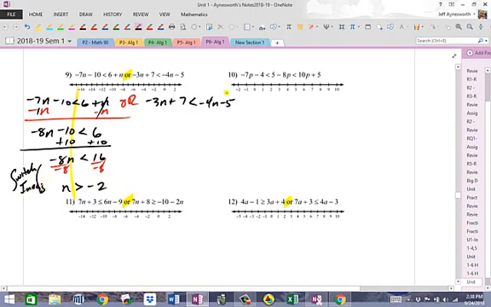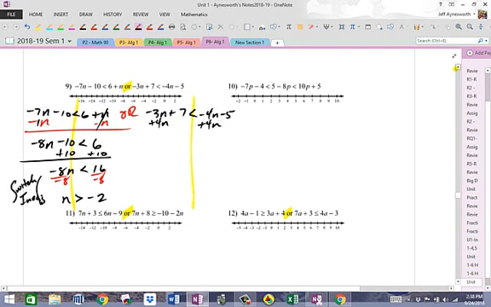Okay, on this one, again, add the opposite to both sides. Line up like terms. So add the opposite and line up like terms.